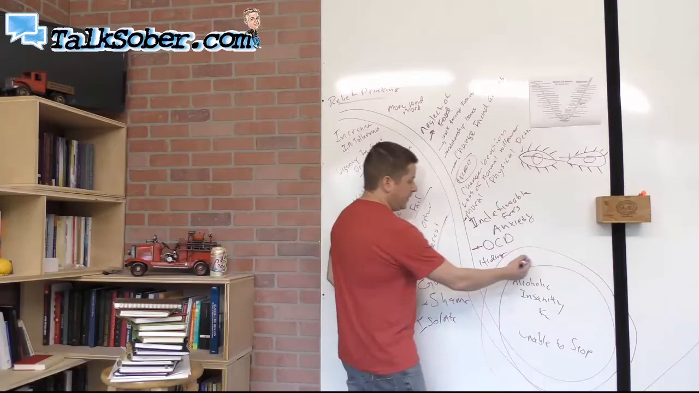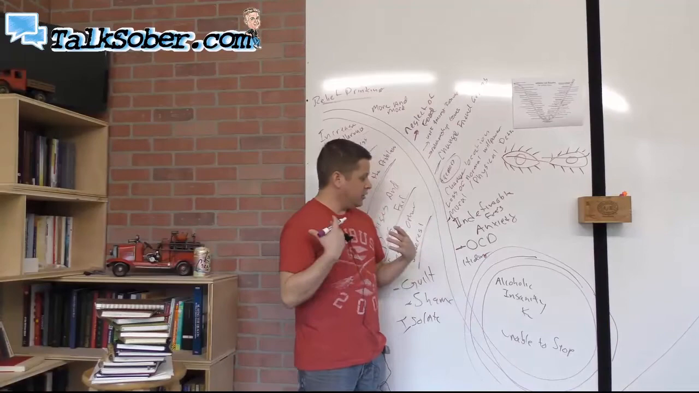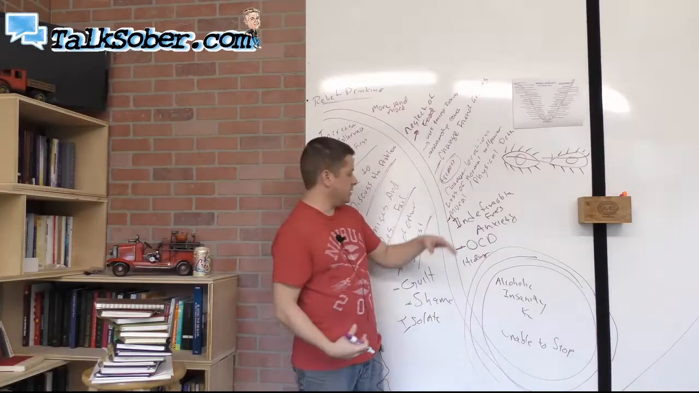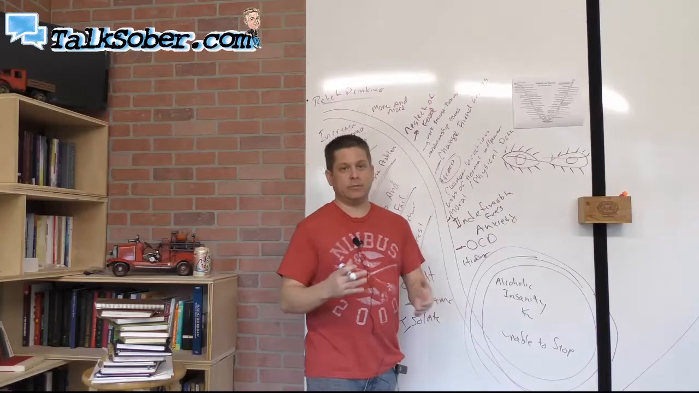Because what happens here is this is when you get the alcoholic insanity and the inability to stop, where your thoughts are so bad you can't stop them, where your drinking is so bad that you feel like you have to drink to stop the thoughts and have to drink to stop the tremors, the anxiety, the OCD, and all this other stuff that's going on, right? And that's the deal, is we're blind to what's really going on. We're blind to the fact that chemical dependency plays such a big part.